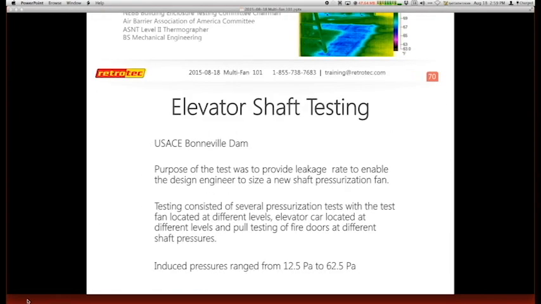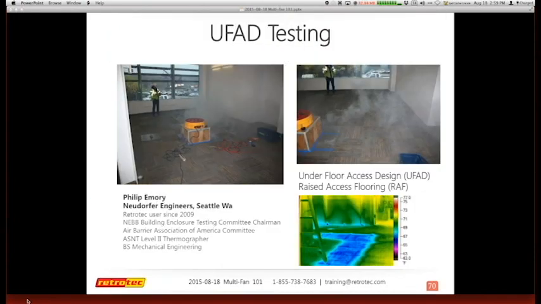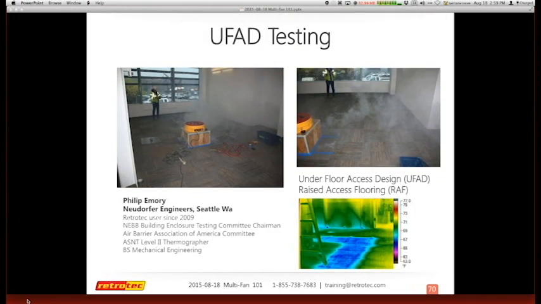So UFAD testing is underfloor testing, underfloor access design testing, and this is one of our customers in Seattle that has pioneered the testing of that in their area, and it's an up-and-coming application. Air conditioning systems are pumped into these subfloor zones, and they want to make sure they're properly contained, and this is how they do it, by taking one of our blower doors and pressurizing the floor.